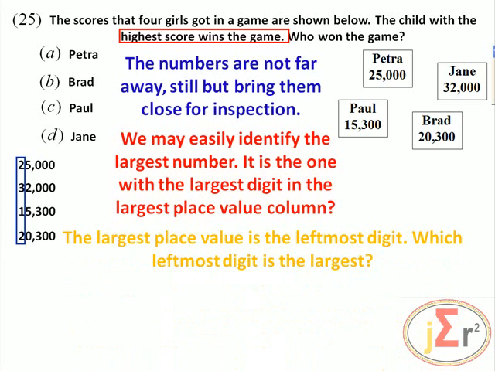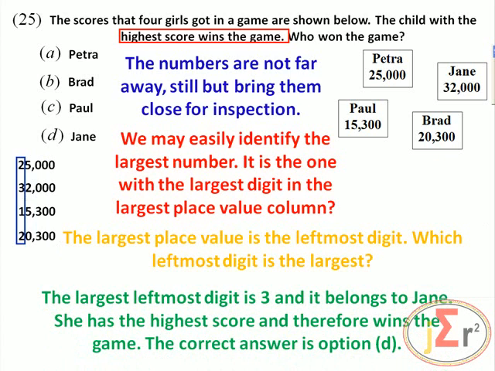Which leftmost digit is the largest? Of course, 3 is the largest. Therefore, the number that is the largest is 32,000, and that is the score. Who received that score, Jerry? Jane. And therefore, Jane would have won the game. The largest leftmost digit is 3, and it belongs to Jane. Jane has the highest score and therefore wins the game. The correct answer is option D.